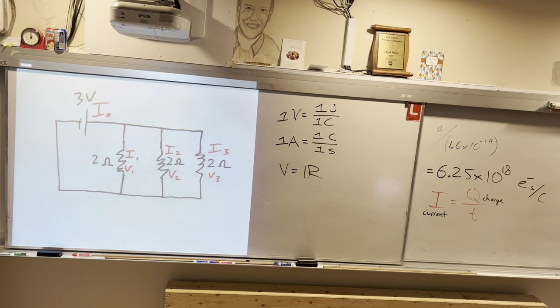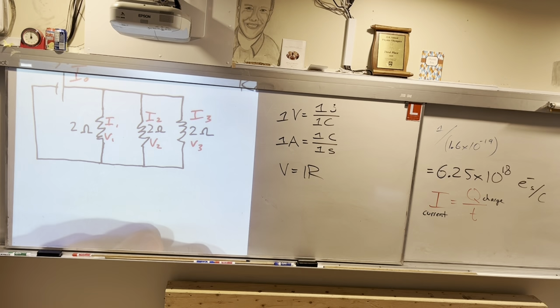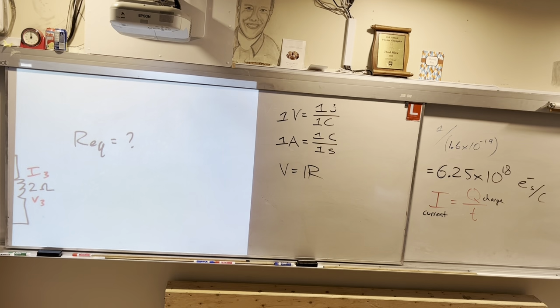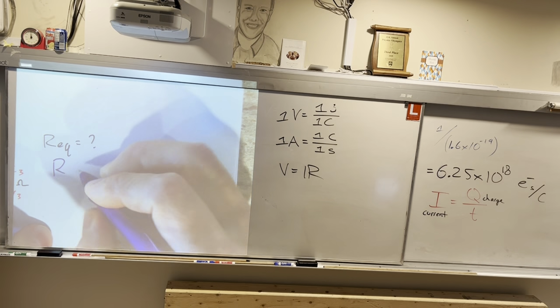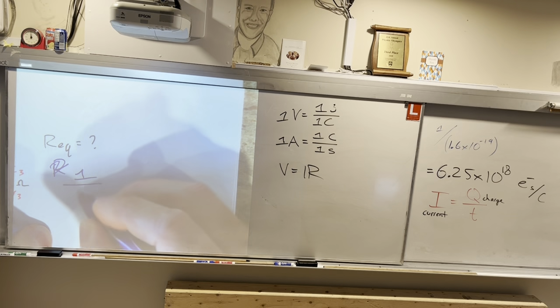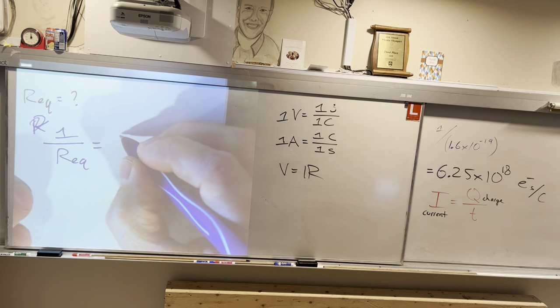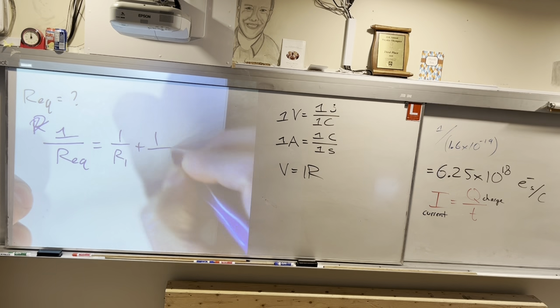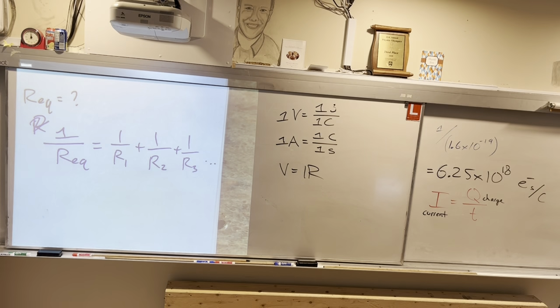It works like this. It's an interesting mathematical relationship. The REQ for this is the inverse of the sum of the inverses. So 1 over REQ is equal to 1 over R1 plus 1 over R2 plus 1 over R3 and so on and so on and so on. Okay. Now, why is it inverse?